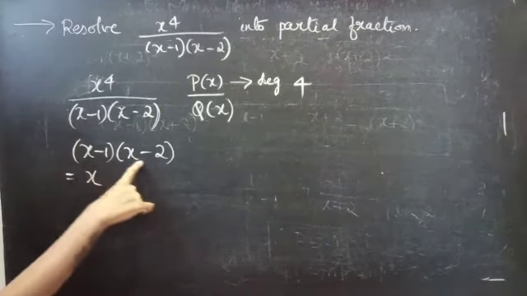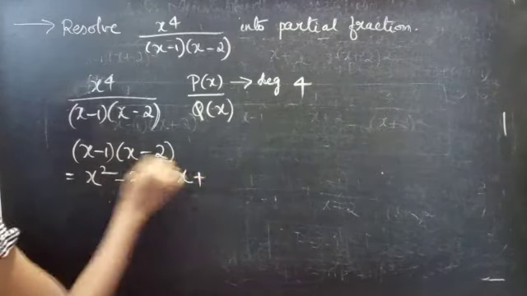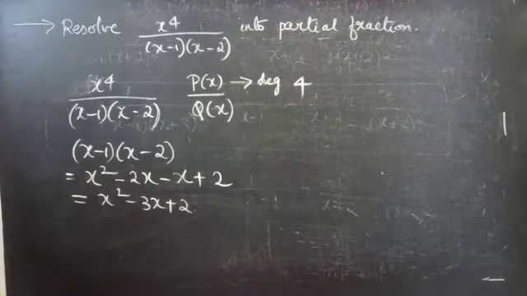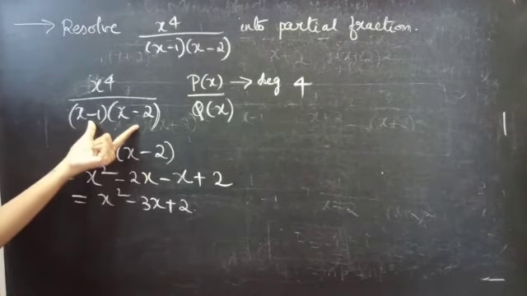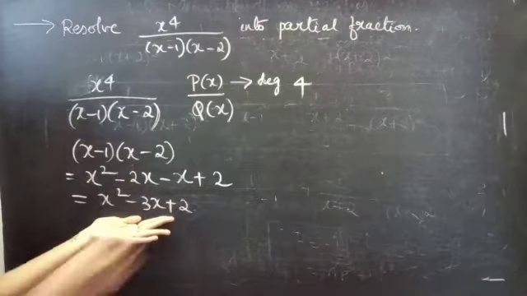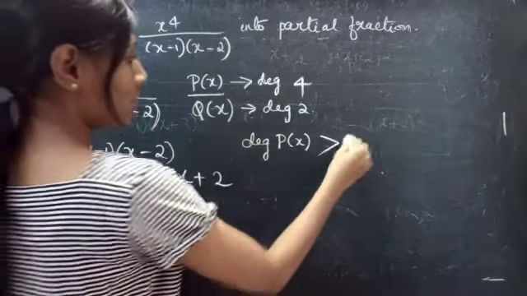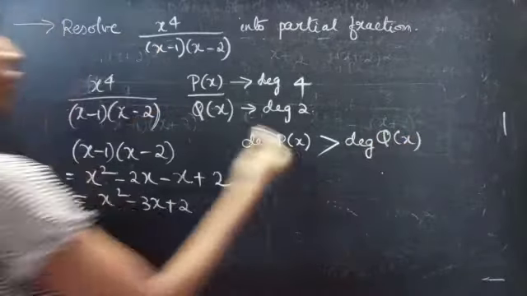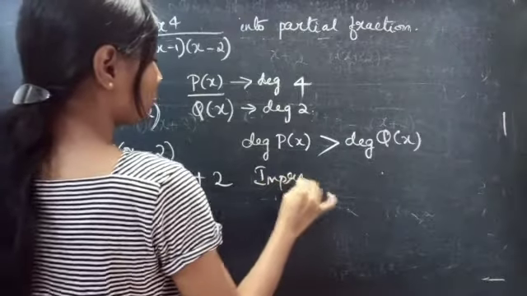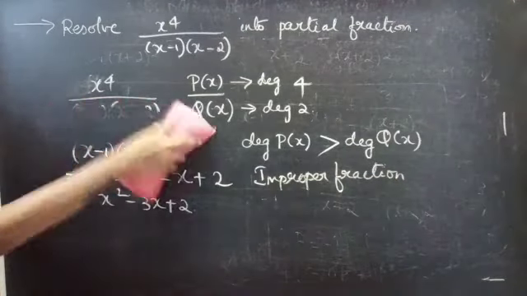If you multiply x minus 1 with x minus 2, you'll get x into x, x squared, minus 2x, minus 1 into x is minus x, minus into minus plus 1 into 2, 2. So this equals x squared minus 3x plus 2. So we can write (x minus 1) into (x minus 2) as x squared minus 3x plus 2. The degree of q of x is 2. So it is clear that the degree of p of x is greater than the degree of q of x. If the degree of the numerator is greater than the degree of the denominator, we can say that the given fraction is an improper fraction. So we are given an improper fraction.